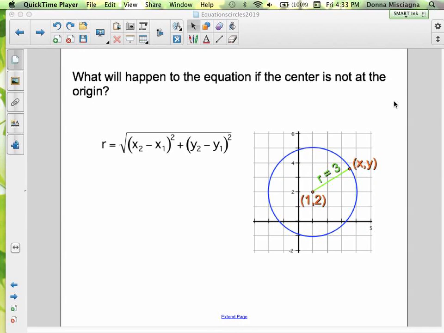Welcome to equations of circles in standard form. So here's where the last video ended with the preview of this question. What will happen to the equation if the center is not at the origin?